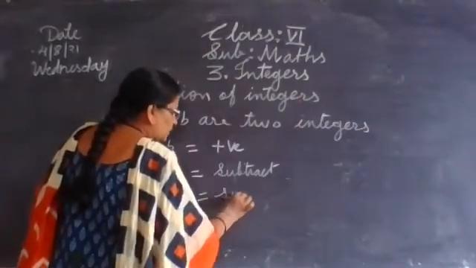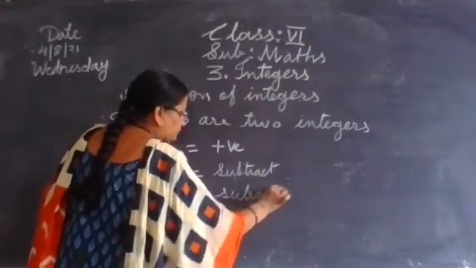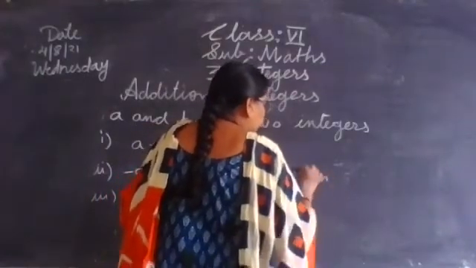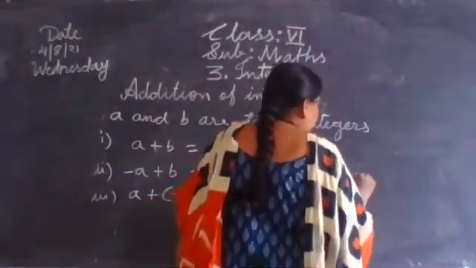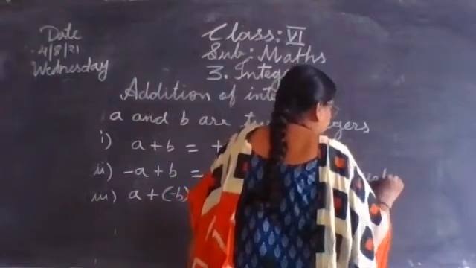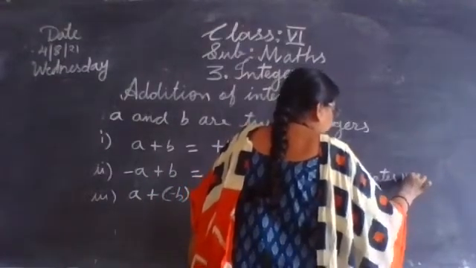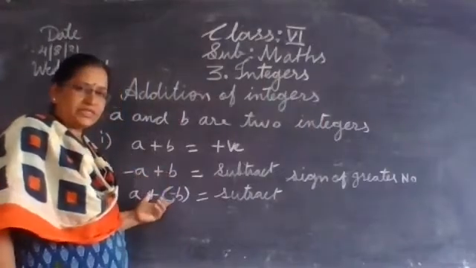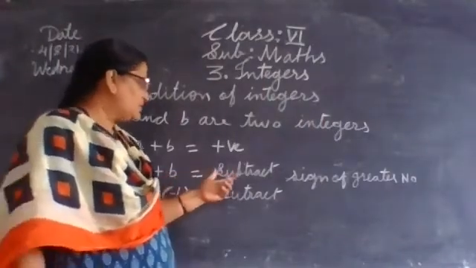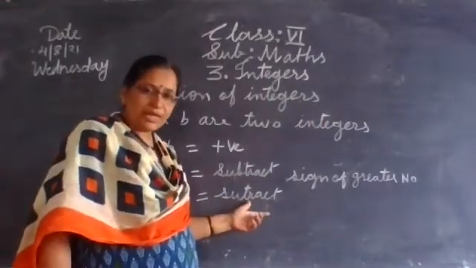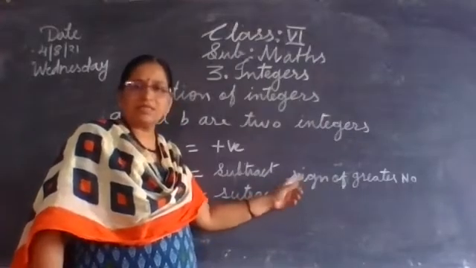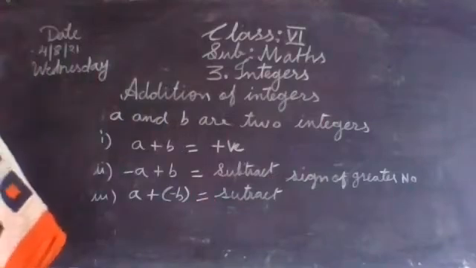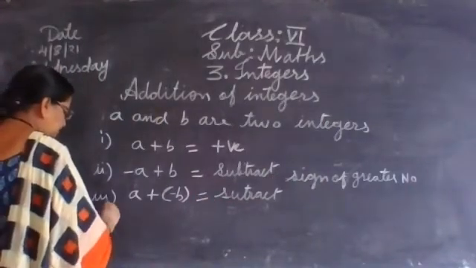Also here, subtract, and the sign of the greater number. When one of the integers is negative, always you have to do the subtraction, but put the sign of the greater number.